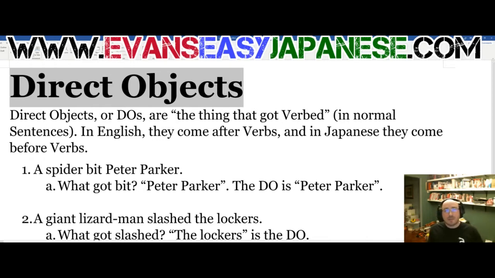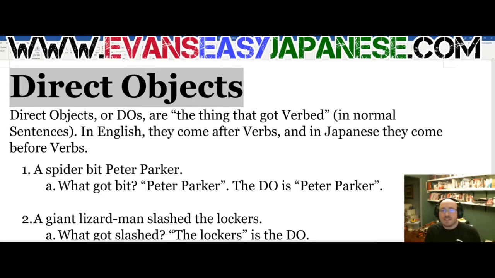Okay, so we're going to talk about passivity and active sentences, but a passive sentence is when you take the direct object and the subject and you flip them. So in that situation, it's actually the opposite. The thing that got verbed in usual sentences is the direct object. That's not a fantastic definition of it. That's generally what the direct object is.